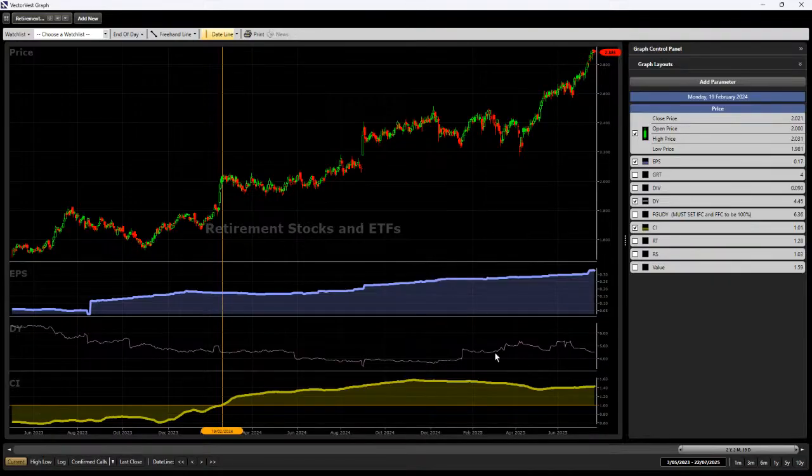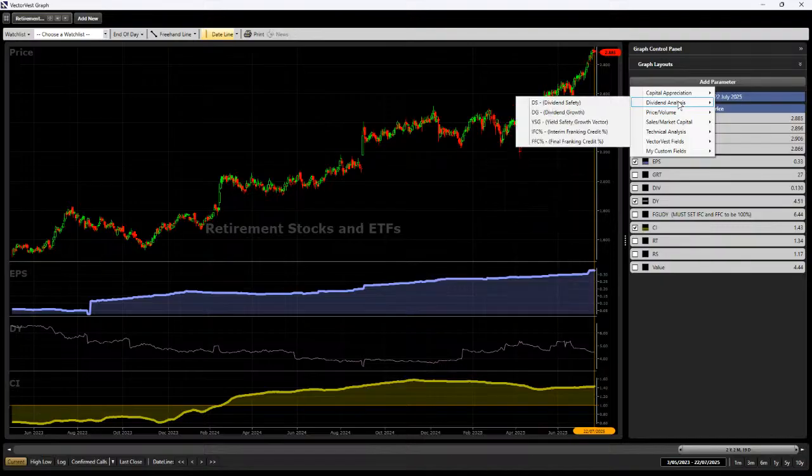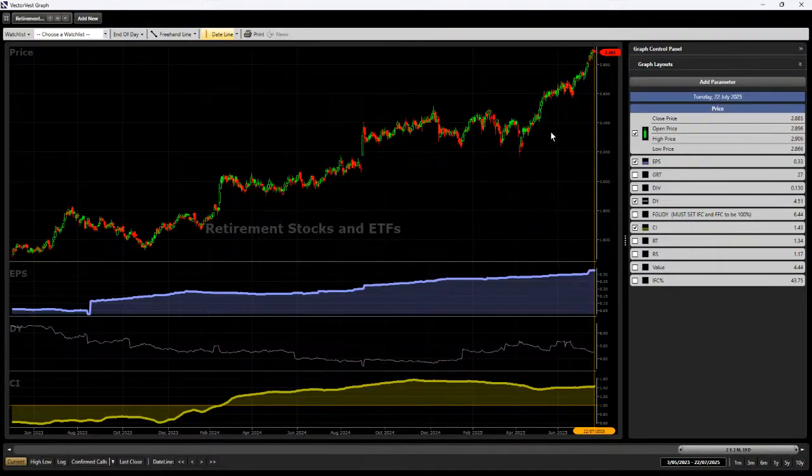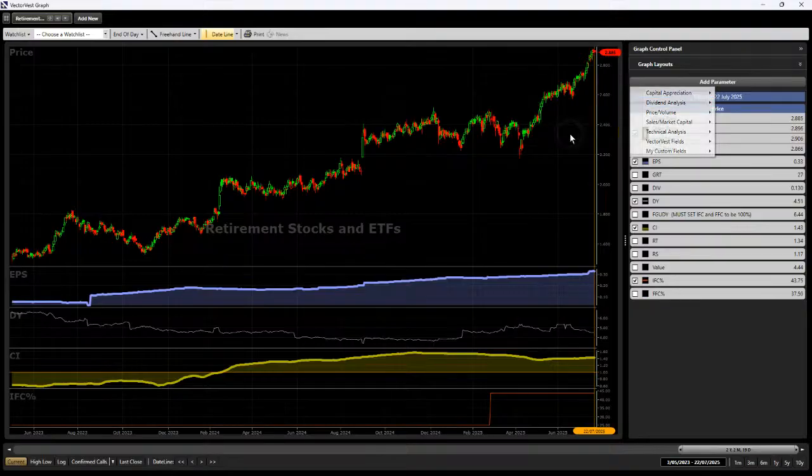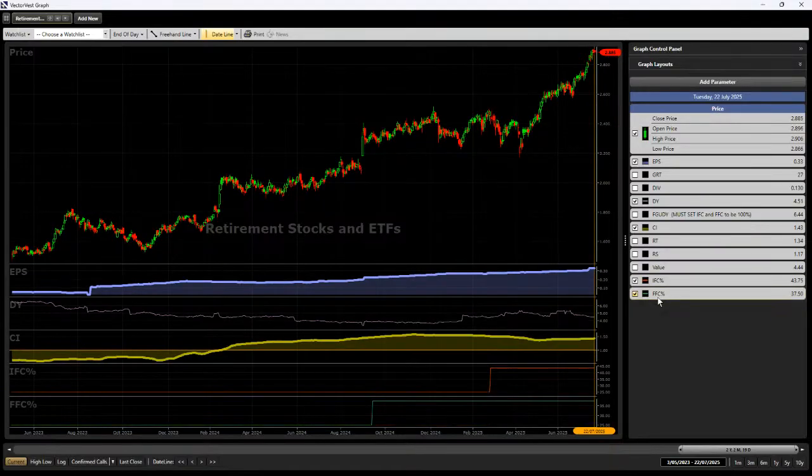Okay, so from a retirement perspective, pretty decent. We've got a dividend yield of 4.51. Let's add in, what have we got from a franking credit perspective? So here we go. From a franking credit perspective, we're about 40% on the interim, and on the final franking credits, we're about 37. So you're getting around 30 to 40% franking credits. So you've got some good franking credits thrown in there as well.